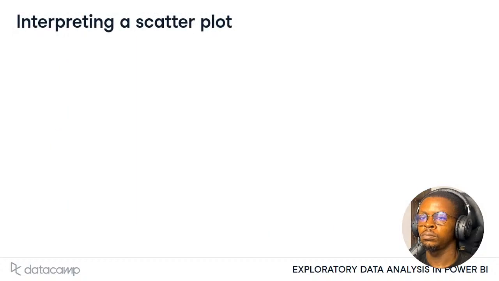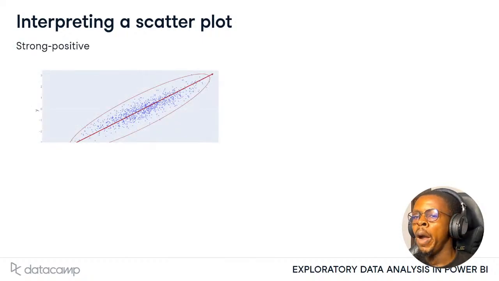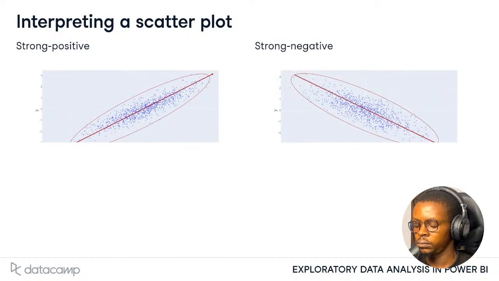For learning purposes, let's take a look at a couple more scatterplots. First, we see a strong positive relationship between two variables. The cluster of points are moving upward to the right, or as x increases, so does y. There is also very little dispersion. Next, we see a strong negative relationship between two variables. The cluster of points are moving downward to the right, or as x increases, y decreases. There is also, again, very little dispersion.